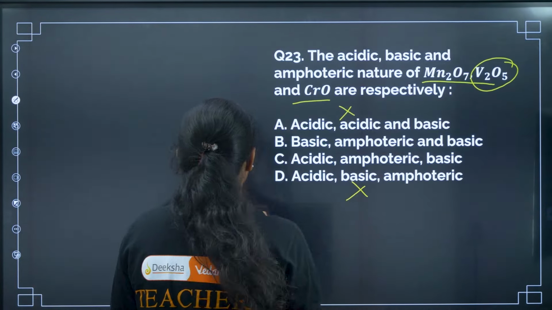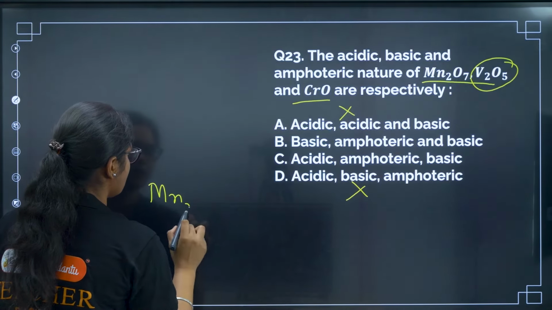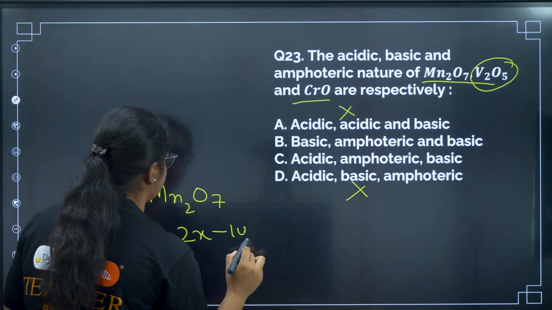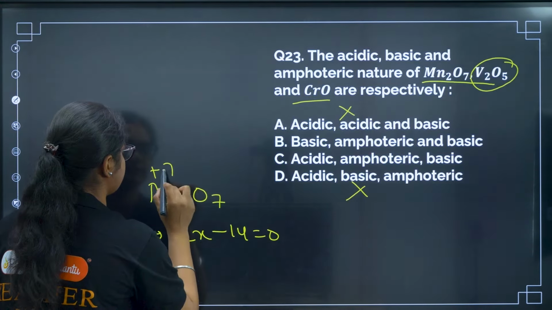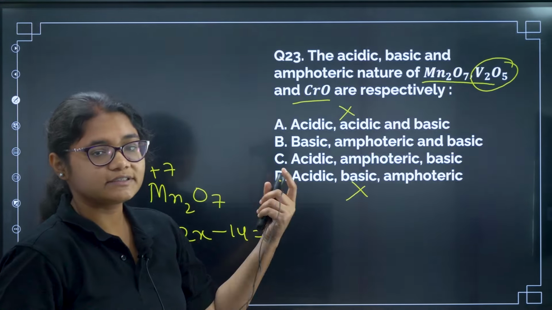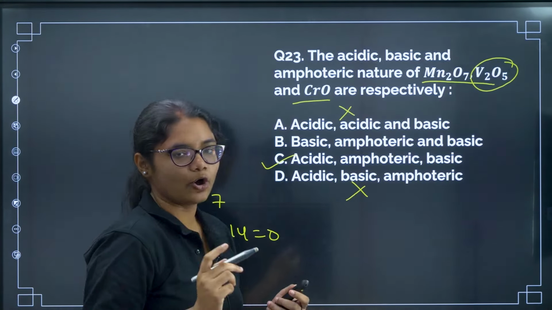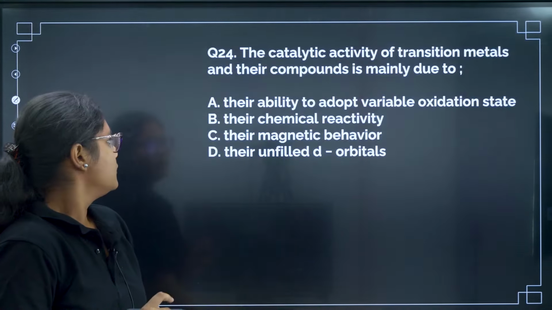Now in Mn2O7, what is the oxidation state? If you calculate, this will come +7, right? +7 means higher oxidation state, it is more acidic. So the correct answer for this question is option C. Okay, next.